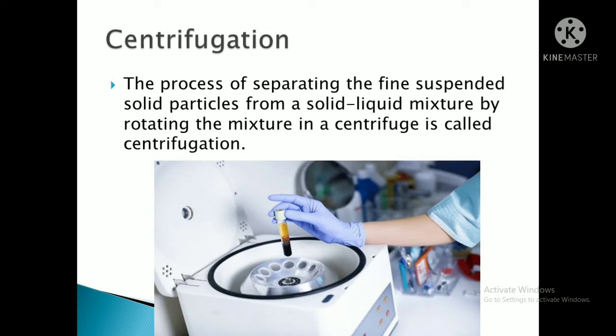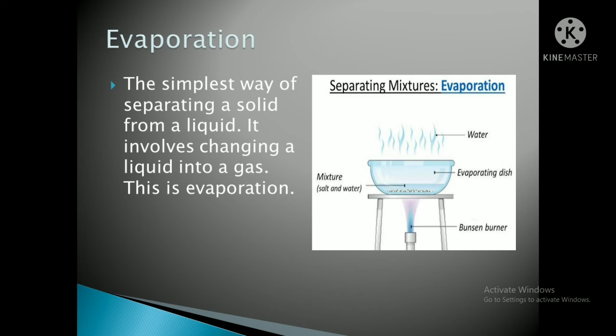Now we'll talk about another example. This is very easy. That is evaporation. What is evaporation actually? Here also one mixture is taken, a salt and water mixture. Then a Bunsen burner is there. What will happen? Obviously water will evaporate, and what will remain? Salt will remain there. So this is a very simple way of separating a solid and a liquid. Okay, and this is known as what? Evaporation. This is very easy for you all.